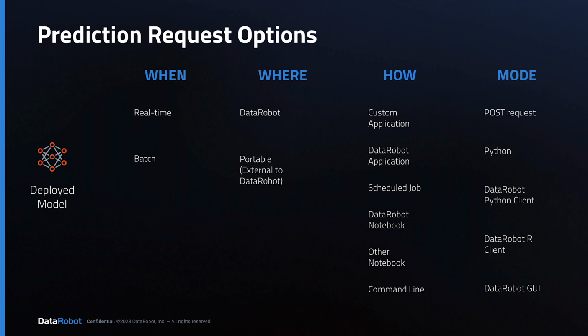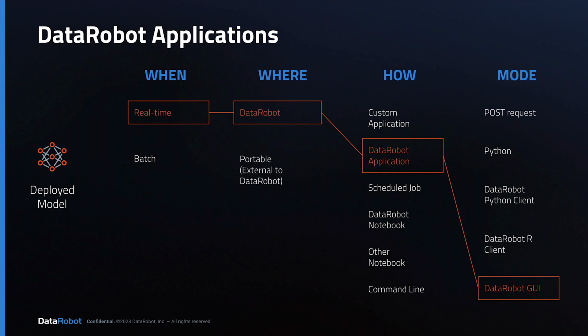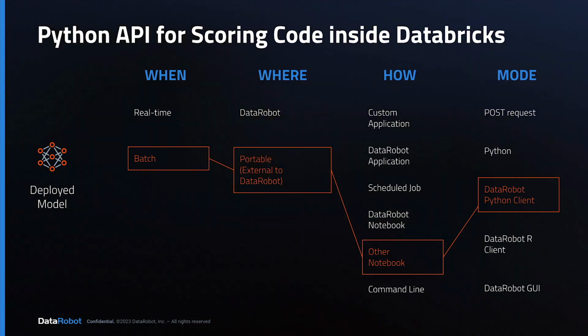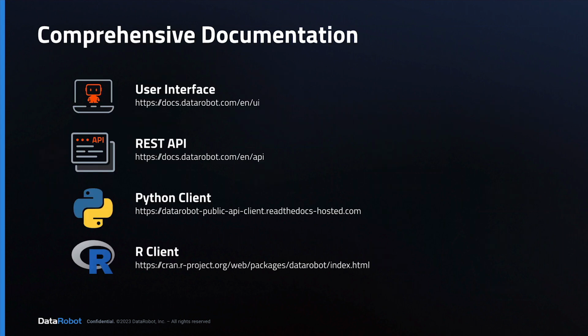The specific examples included are setting up batch scoring via the user interface, creating a DataRobot front-end application for real-time scoring, batch scoring of a local file in a local Jupyter notebook, making predictions fully inside Databricks using the Python client, and sending a real-time post request inside a custom application such as RShiny. But first, let me direct you to where you can find comprehensive information on all the choices.